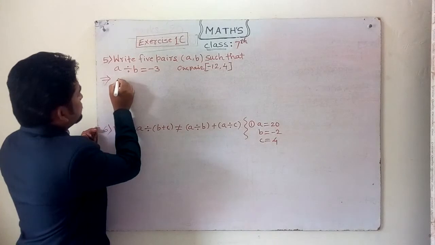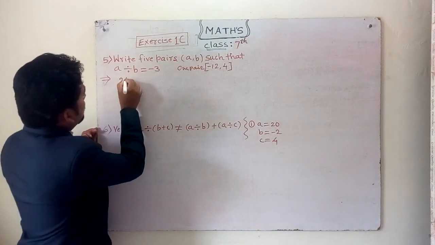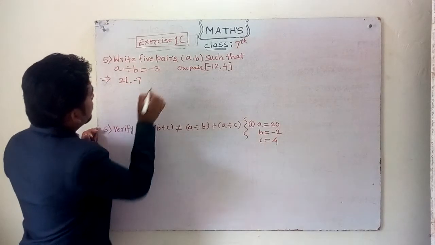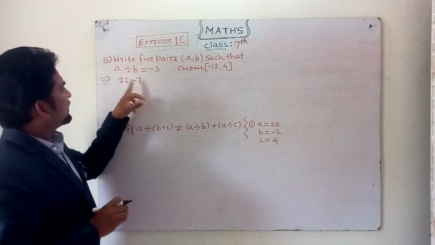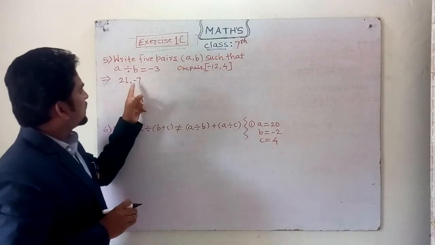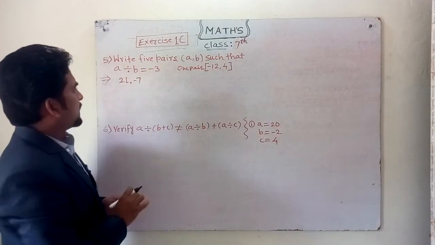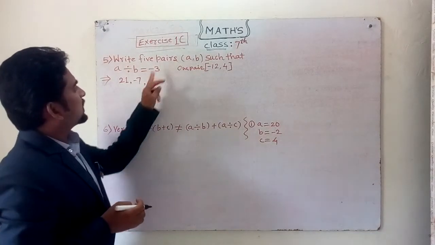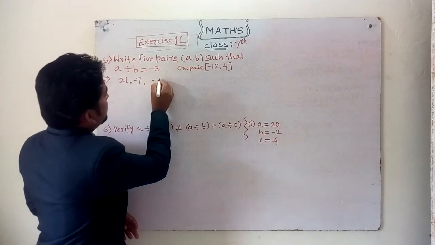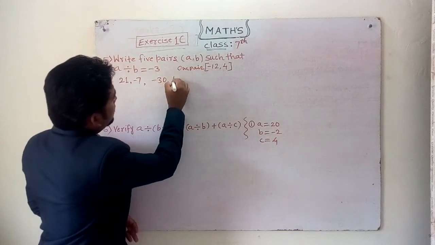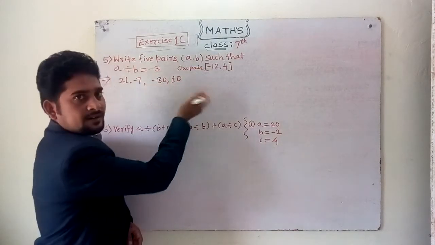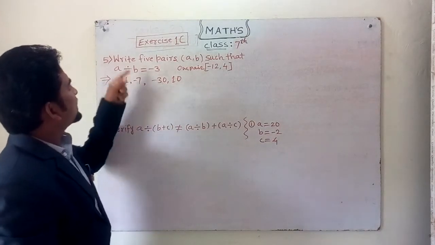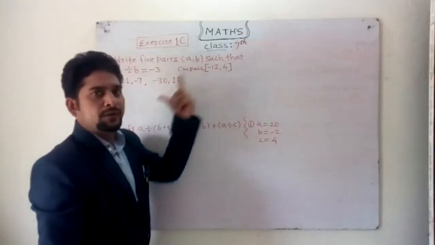See here, for example, 21 comma -7. 7 3s are 21. One time minus, the answer will come -3. Another pair, the answer we want is -3. See here, -30 comma 10. 10 3s are 30. The answer will be in minus because of one minus. So like this 5 pairs you have to write. Any 5 pairs you can write.